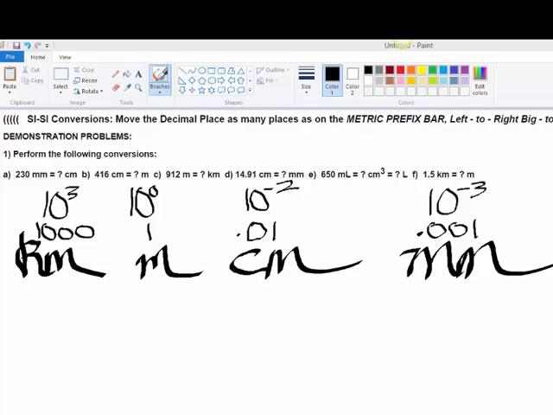Goal: metric system to metric system conversions. The metric prefixes are powers of 10. To convert between metric quantities, we only have to move the decimal place. Which way? We use the prefix bar, which is oriented left to right, big to small.